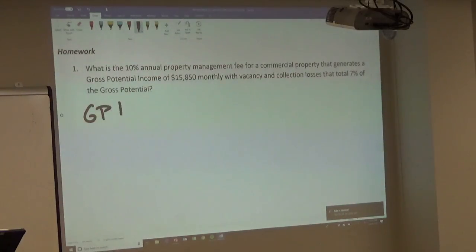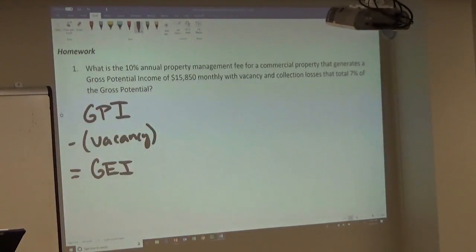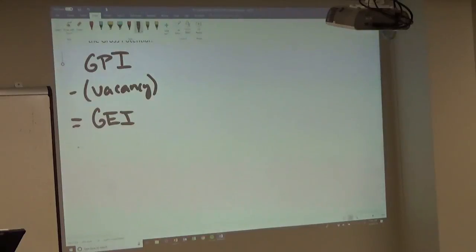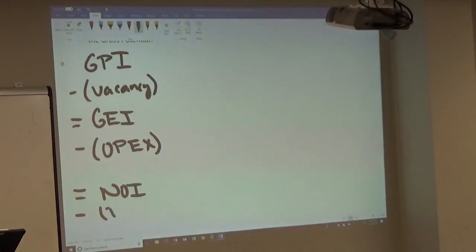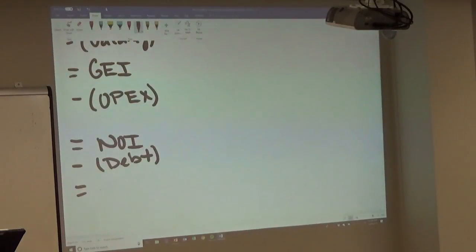Gross potential income, that's where we always start our formula, minus any vacancy or losses that we have, and that equals gross effective income. And then gross effective income minus any operating expenses that we have would equal net operating income, and that minus any debt service or mortgage payments would equal before tax cash flow.